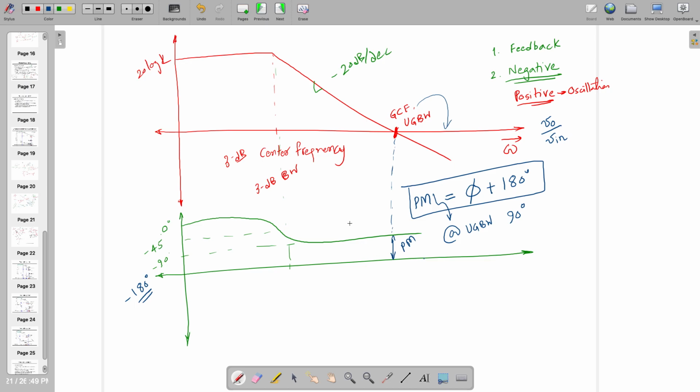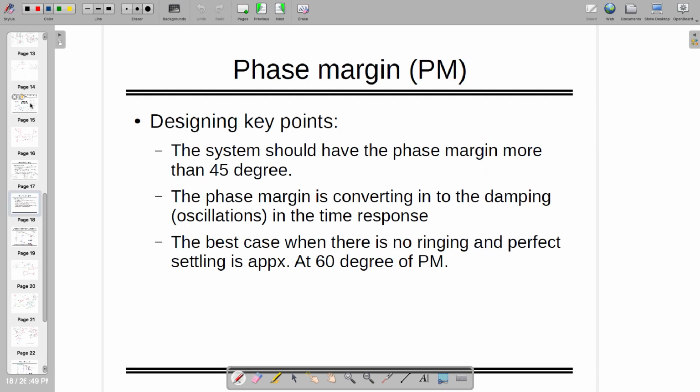For a single pole system you are going to see plus 90 degree. Do you agree with me? For double pole, when poles are more, what do you think will happen to your phase margin? 0 degree. So is 0 degree good or bad? Because look at the design key points. We have to have the phase margin greater than 45 degree.